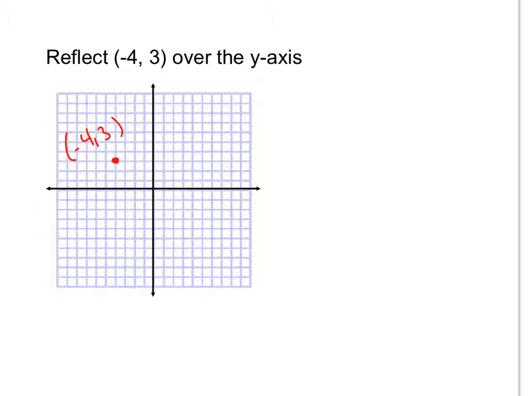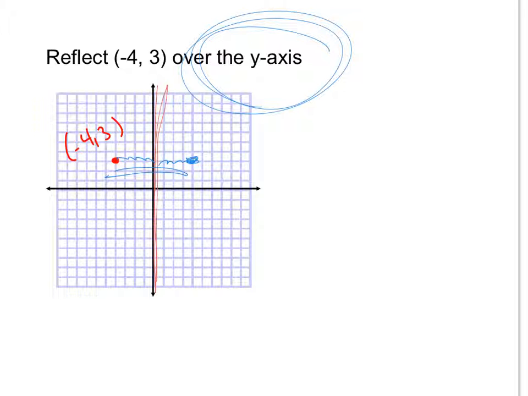Now we're reflecting over the y-axis, which is this line right here. You're going to count how far away it is from that line. It goes 1, 2, 3, 4 away from that line. So you go 1, 2, 3, 4 away on the other side. It's just flipping from one side to the other. Make sure you know what axis you're flipping over. That's the most important part. So our new coordinates of this one would be right 4, up 3.